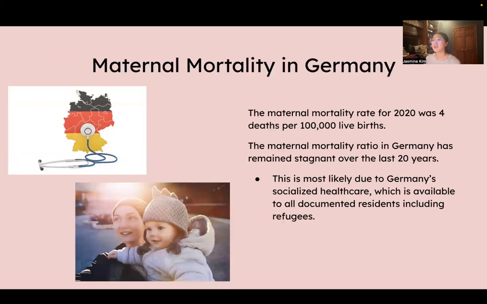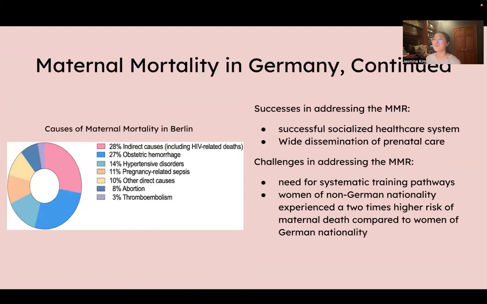The maternal mortality ratio in Germany has remained stagnant over the last 20 years, and this is most likely due to Germany's socialized healthcare, which is available to all documented residents, including refugees. Germany's wide dissemination of prenatal care is a strong contributing factor in the stabilization of the MMR. However, there is a substantial need for systemic training pathways because even in a high-income country, there is a need to focus on teamwork and communication within healthcare providers.